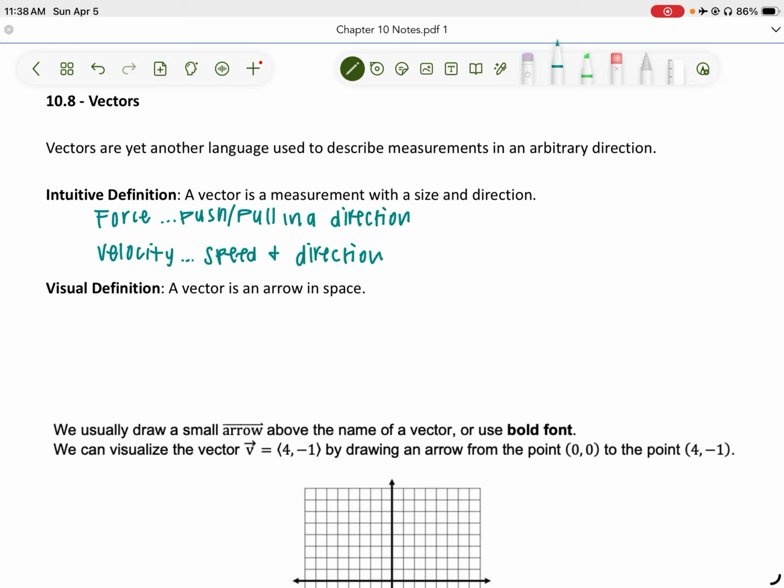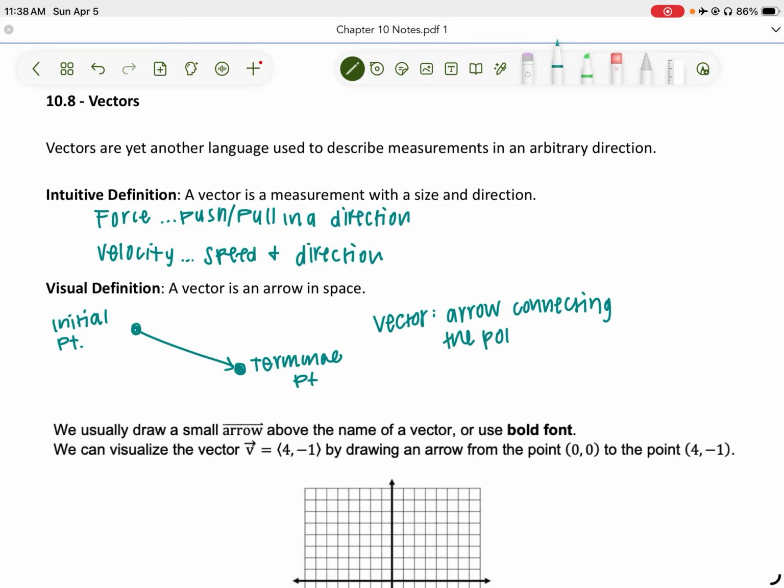Visually, it's just an arrow in space. So this is a vector. Here you have your initial point. Here you have your terminal point. And the vector itself is the arrow connecting those points. That's all that it is.